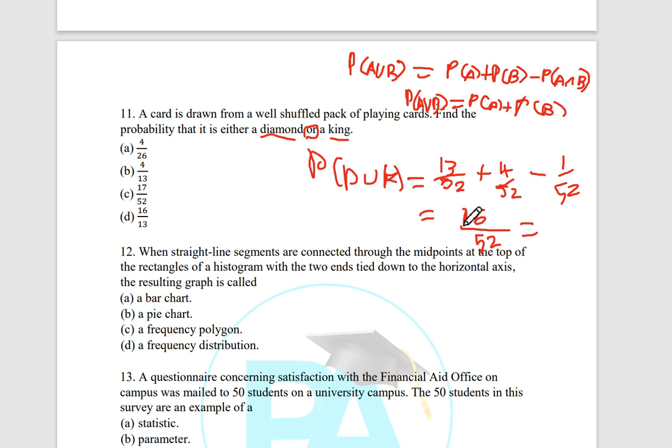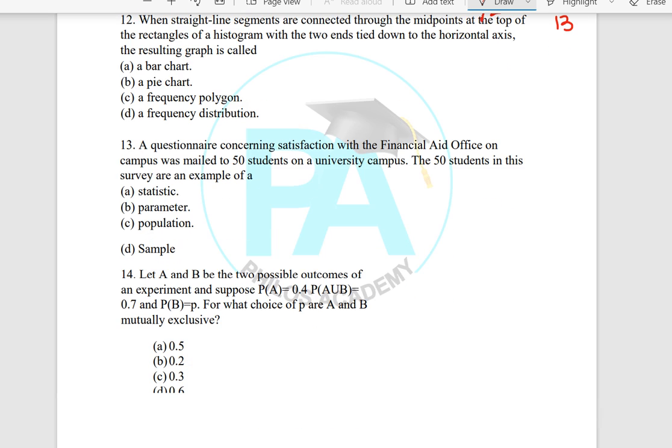So the correct answer for this is 16 divided by 52. But when you check the possible answers, there's nothing like that. We don't have 16 over 52. We only have 17 over 52. But don't choose it. Check if you can simplify 16 over 52 further. Yes, we can. 4 goes into 16 how many times? 4 times, isn't it? And 4 goes into 52 how many times? 13 times. Check it out. So the answer for this is 4 over 13. So the correct answer for question 11 is B. Okay, so let's proceed to question 12.